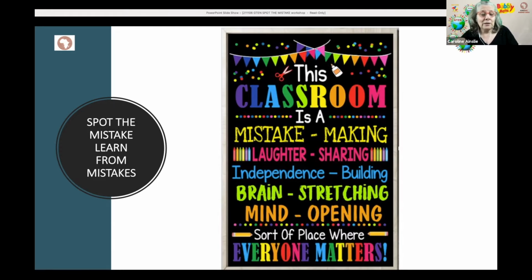Mistakes can help build independent thinking. Mistakes can stretch your brain. Mistakes can open your mind. Mistakes can make you realize things that you never ever realized before. And well, this classroom, every classroom is definitely the sort of place where everyone matters. I absolutely love this poster.